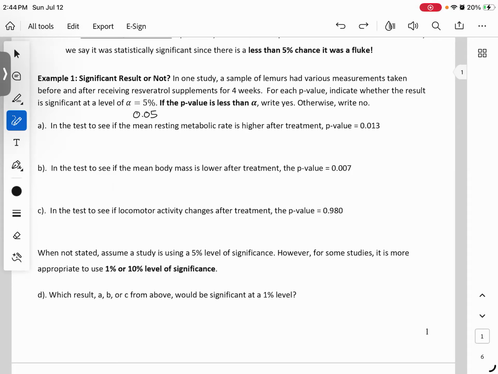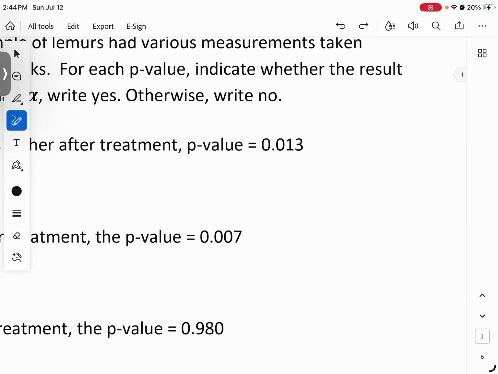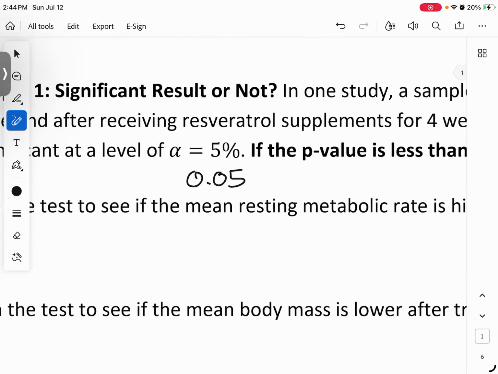For the first test, about the increase in their mean resting metabolic rate, the p-value came back as 0.013. Now, that p-value, what you'll do at the end of a test is compare it to alpha. And alpha, as mentioned already, in this one is a 5% level of significance, meaning check to see if there's a less than 5% chance that it was a fluke.